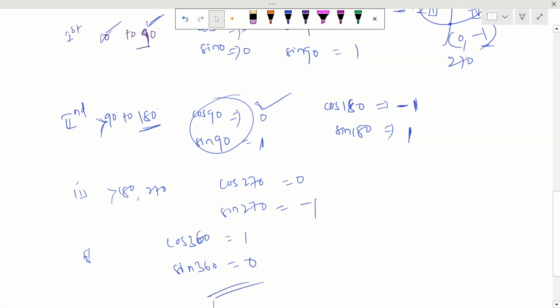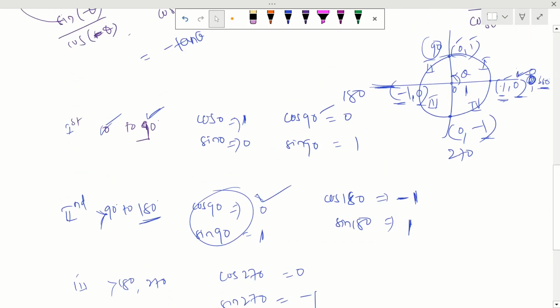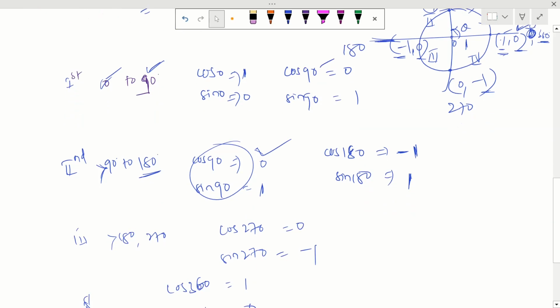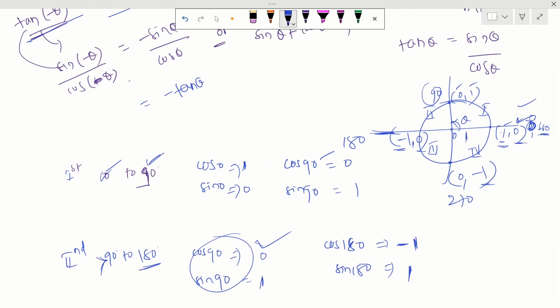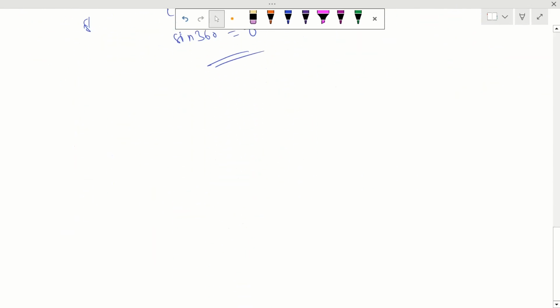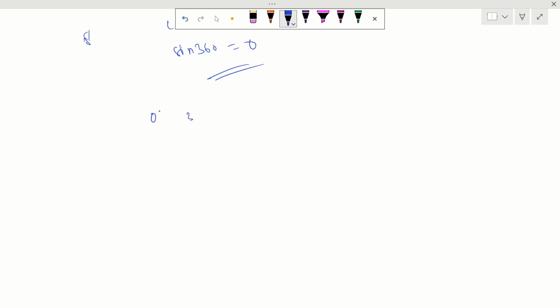Okay, understood. Now we understood the values of 0, 90, 180 and 270 degrees, which have been written. I am writing this in a table. Suppose we take 0 degrees, 30 degrees, 60 degrees and 90 degrees, and after 90 I will write 180 degrees, 270 degrees and 360 degrees. This I am writing in radians. So 0 is 0.